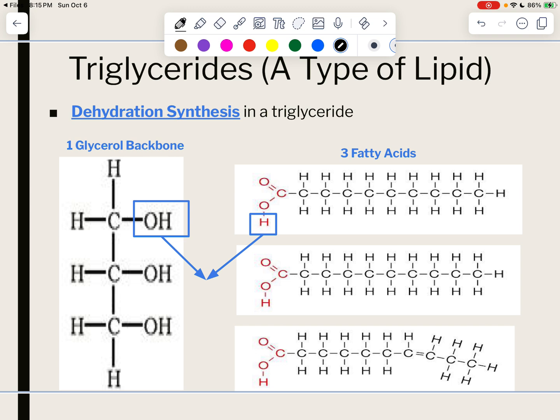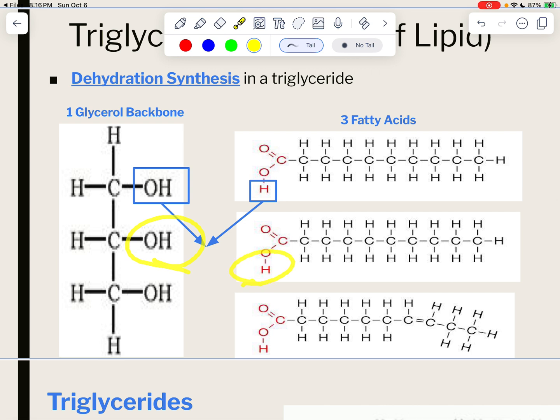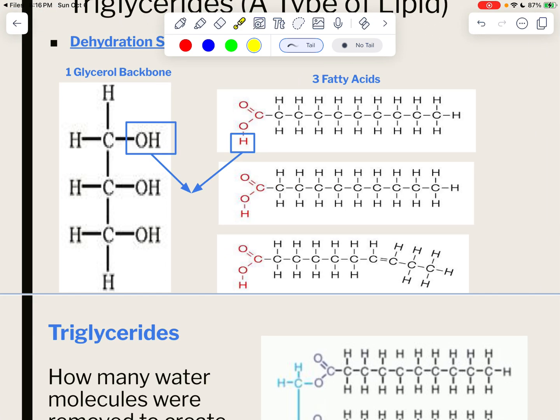So how do they link together? Well, we have our hydroxide here, our hydroxyl group, and it's going to link with the hydrogen. The hydroxyl group and the hydrogen on the other side, on the fatty acid, is going to be removed so we can make the bond between the oxygen here and our carbon here. So same way, here and here and here and here, I'm going to lose 3 waters. In the process, I'm going to make the 3 bonds.